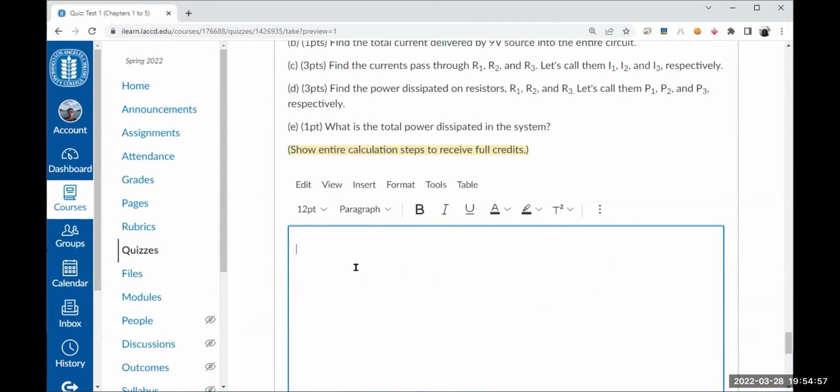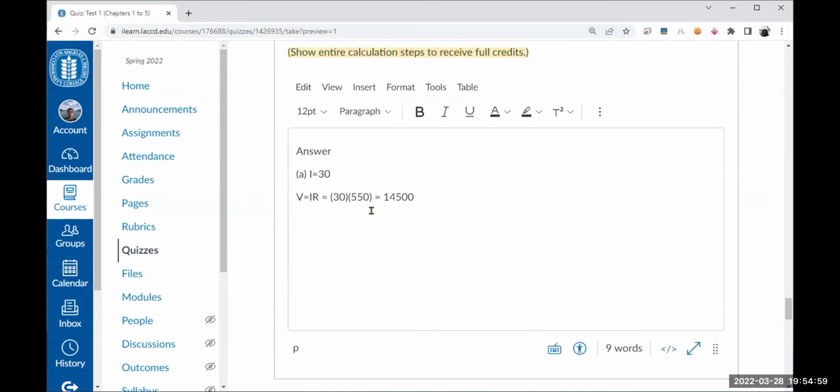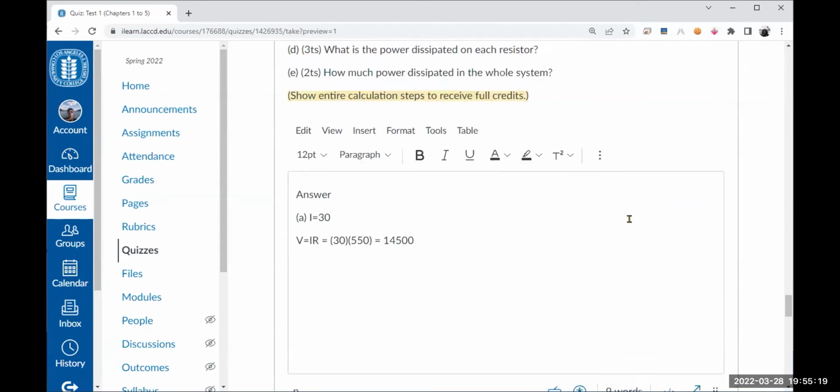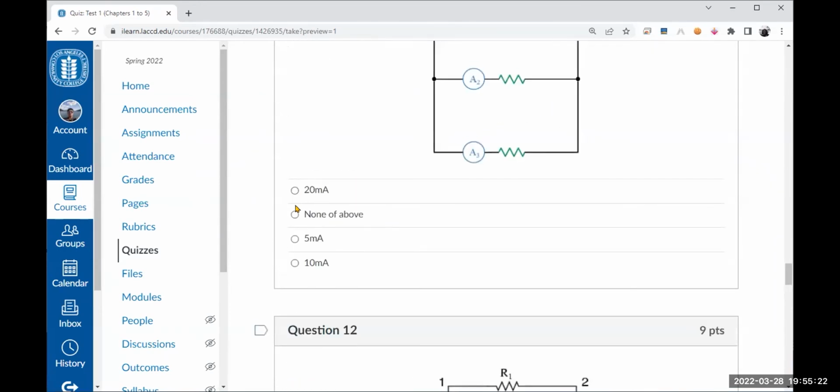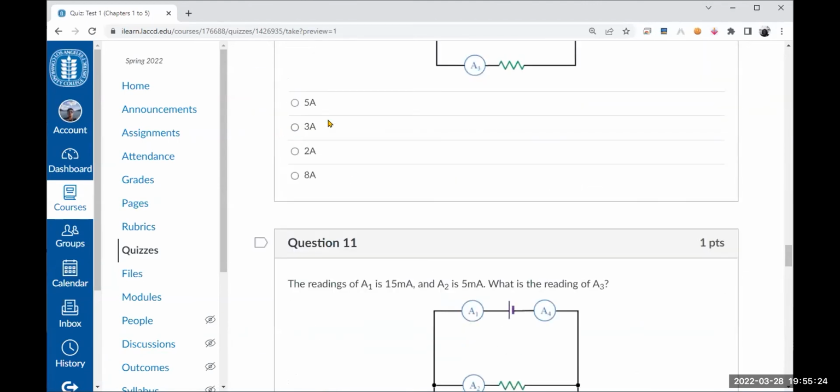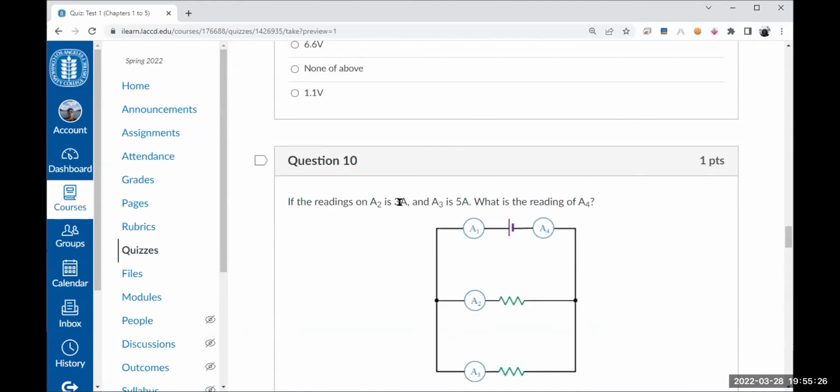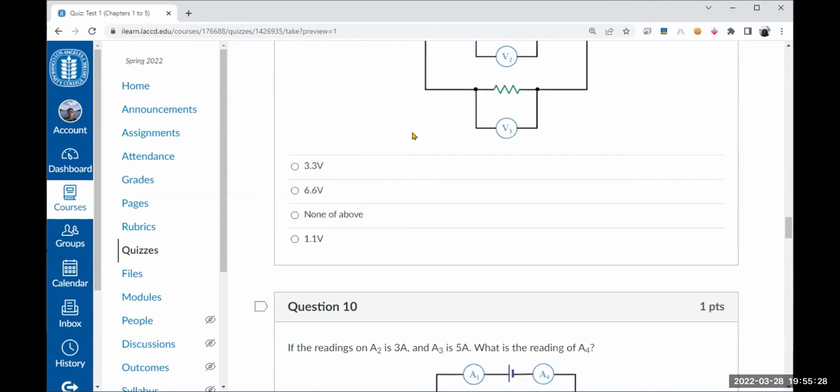If typing these is just too challenging or annoying for anyone, you can also write the steps on a piece of paper, take a photo, and then email it to me. But preferably you can just put the answers here. And if other questions are easy, just click on that, and then you can get a question done.